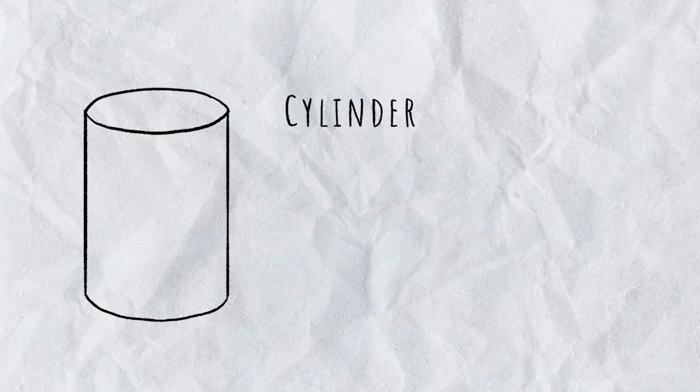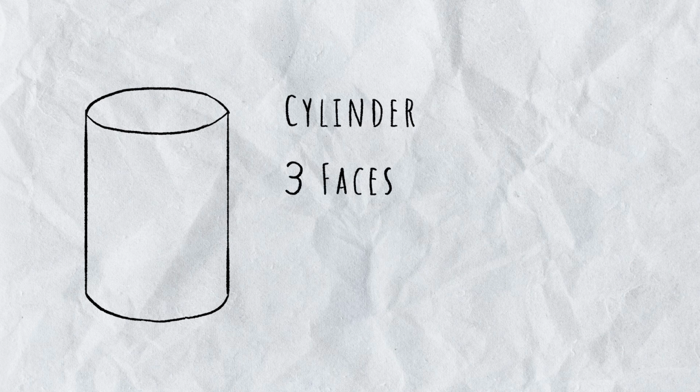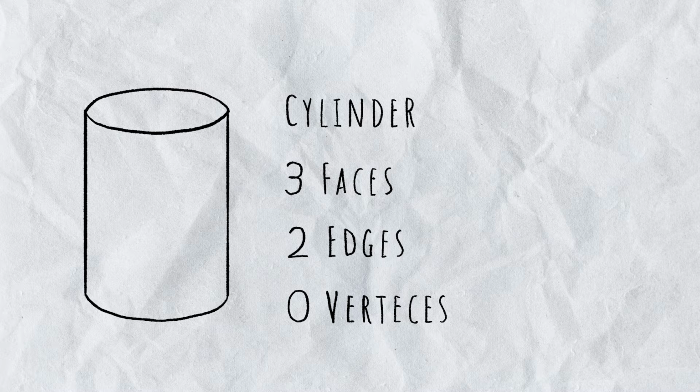And guys, if you were paying attention, you would have got the following answer. You would have got the 3D shape is called a cylinder. It has 3 faces. It has 2 edges. And it doesn't have any vertices at all.